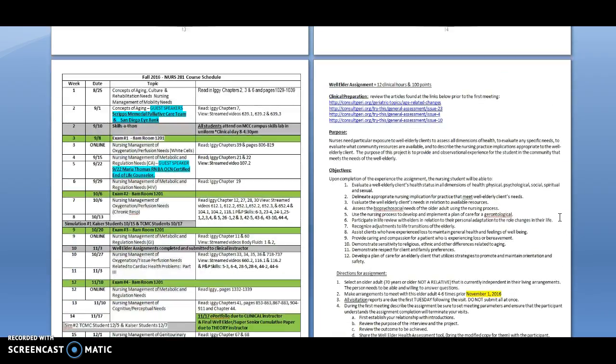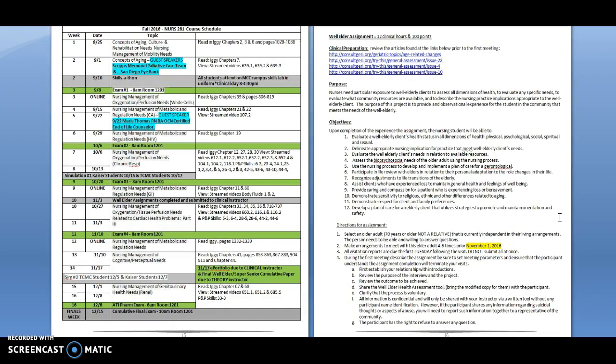This, I think, is probably your favorite page, which is the schedule. Our very first meeting is on the 25th, and yes, you do have pages to read, 3 chapters and some pages, but I gave this to many of you long ago.